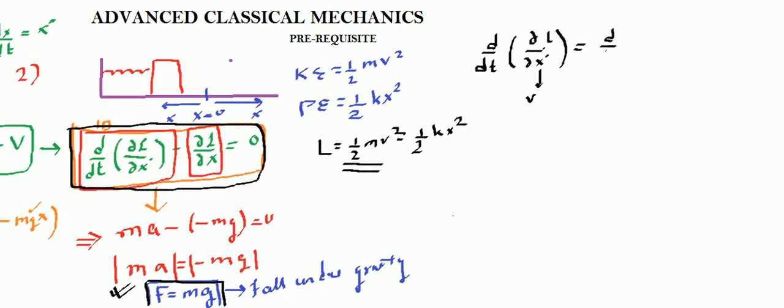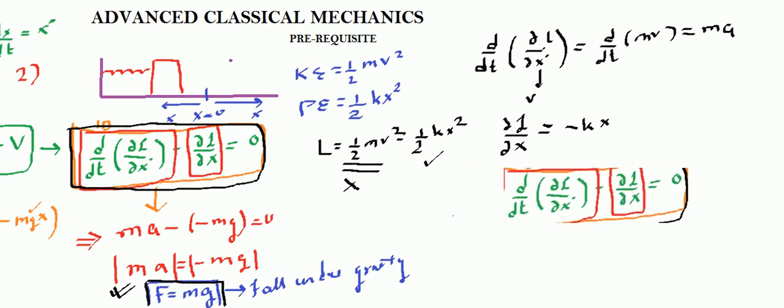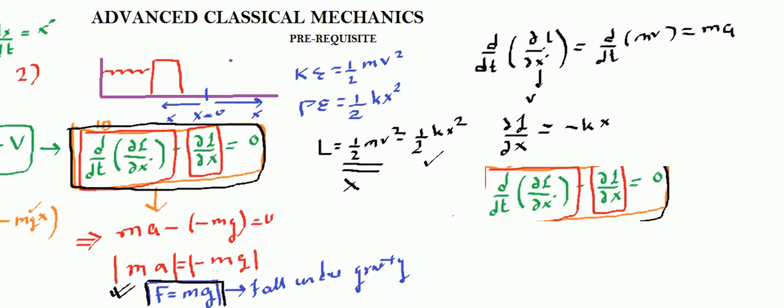So you get d by dt of, obviously again you will get mv, and that will give you m into dv by dt, into acceleration. Now what is the second term? Second term is del L by del x. If you do del L by del x, then obviously it will act on this, not on this, because it's not a function of x. Only half kx square is a function of x, and the answer is kx. Now you need to write the Lagrangian equation of motion.